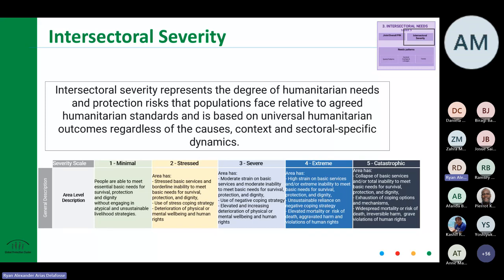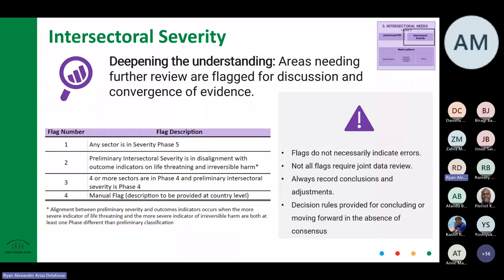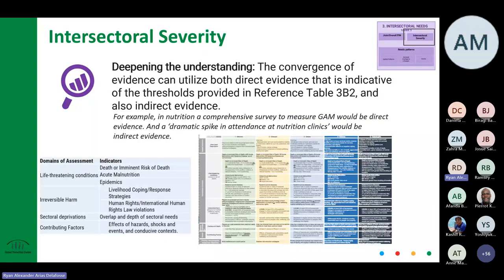But really what you have to do is you have to go back to things like these area level descriptions of the severity scales. You'll go back to, as I mentioned here, these kind of outcome indicators that will look at irreversible harm, life-threatening conditions, et cetera. And they will kind of give you points of reference to decide. I hope that helps. I think there was one more question. I'm trying to read it quickly.